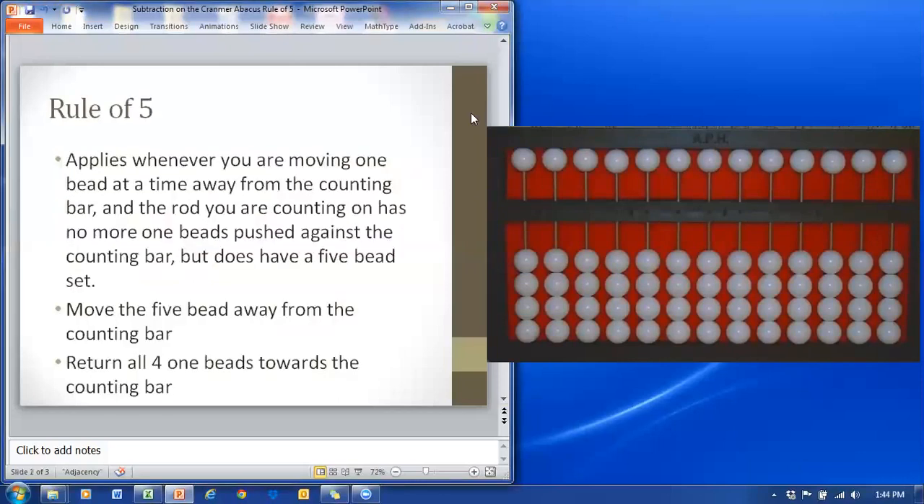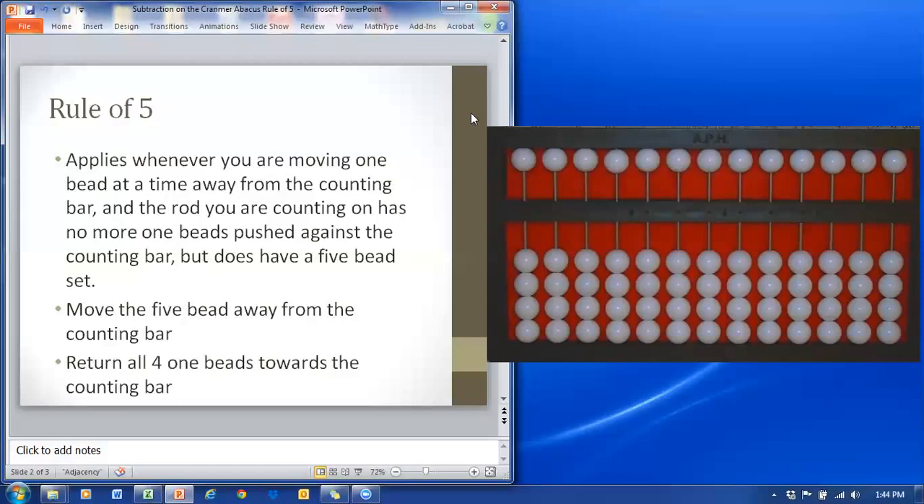To start with, we'll look at when to use it. If you are trying to subtract from the ones, or subtract the 1 beads, and there aren't any more pushed against the counting bar, but there is a 5 bead that you can subtract from, you would use the rule of 5. To do this, you would move the 5 bead away from the counting bar, but return all 4 1 beads towards the counting bar.